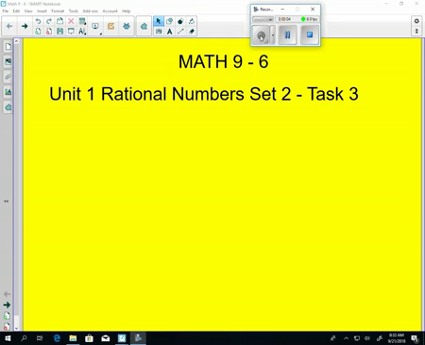Okay, good morning, class, and welcome to Math 9. Today we're going to continue on with our second set in the rational number unit.